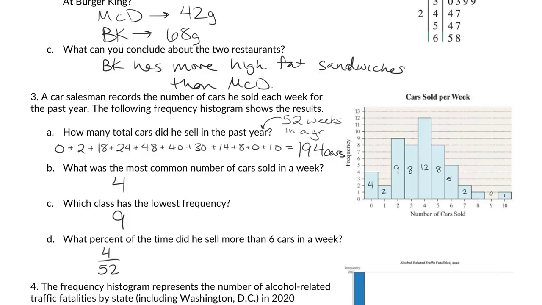What proportion? We are doing a fraction. I would hope you trust me to do this. 4 out of the 52 weeks is 0.077, which means 7.7% of the time this year he sold more than 6 cars. So we can take a histogram and ask you loads of different types of questions from them. But you've been looking at charts and graphs and stuff for a while, so I don't think this is anything particularly crazy and new.